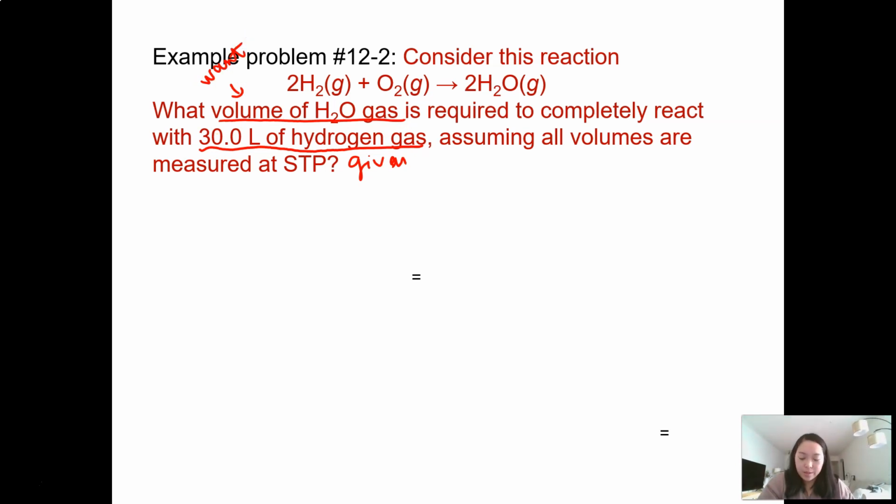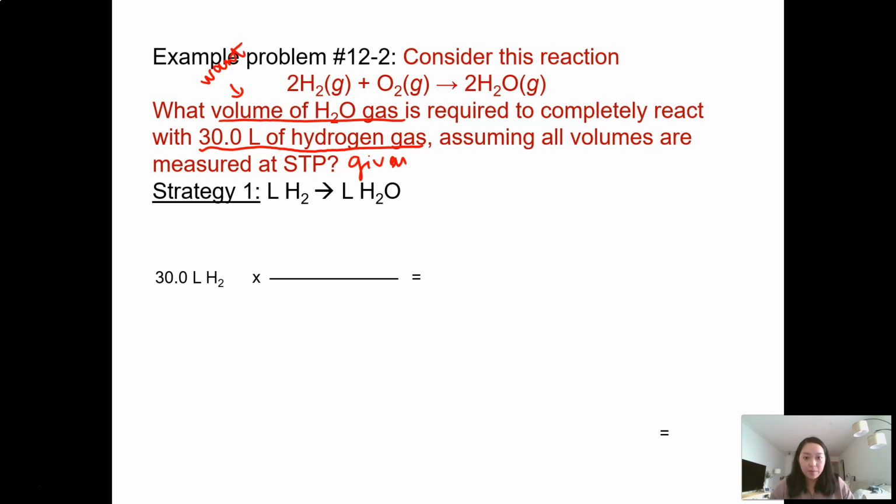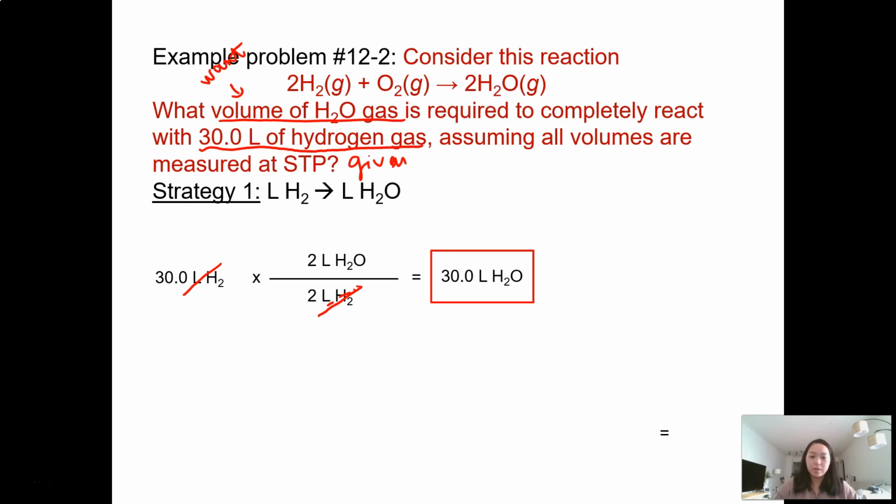So now let's set up our strategy and our calculation. Because it's only a volume to volume question, we just need to apply the volume ratio, which in this case is also the mole ratio that you can get from the balanced chemical equation. So here's my strategy: going straight from a volume of hydrogen gas to volume of water vapor. I set it up to be 30 liters of hydrogen gas. I multiply it by the volume ratio, which I get from the balanced chemical equation. I put liter of H2 at the bottom because I want to cancel it out, and a liter of water at the top because I want to keep it. Now we can cancel out liter of H2, giving you liter of water. Because the volume ratio is 1:1, basically your answer should be the same as your given. So 30 liters of water.